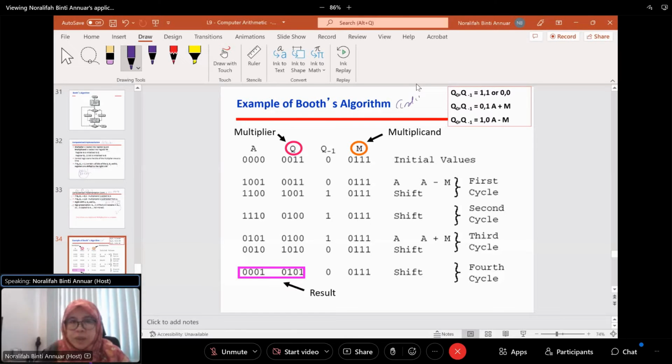What needs to be done? Okay, shift. Then it looks at Q1, Q0. This is the bit positioning. Remember it starts from 0, 1, 2, 3. So Q0 is here. Now what is Q0? Q0 is 1, Q1 is 0. What needs to be done? 1 0. Look here. 1 0. Oh, you have to subtract. What has to be subtracted? A minus M. So you have to do the subtraction.